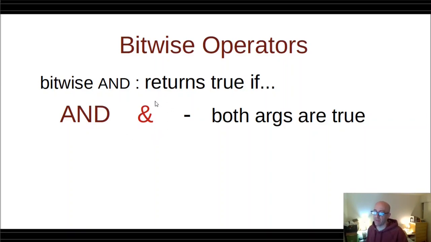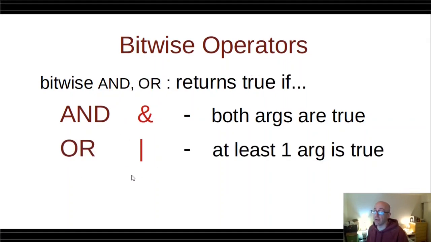Bitwise AND is this ampersand right here, and returns true if both arguments, both of these to the left and to the right of the ampersand, are true. Only then will it return true. The second one, Bitwise OR, this guy right here, if at least one of the arguments is true, either here or here, that's going to return true.